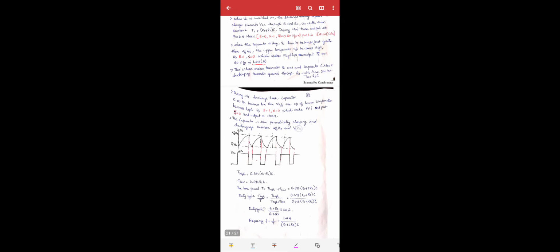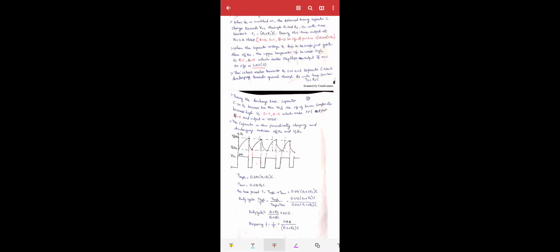So you can see here, during the discharge time, the capacitor voltage VC becomes less than 1/3 VCC, the output of the lower comparator becomes high. So S is equal to 1, R is equal to 0, which makes the flip-flop's output Q bar equal to 0 and the output again becomes high. So thus the capacitor periodically charges and discharges between 2/3 VCC and 1/3 VCC.